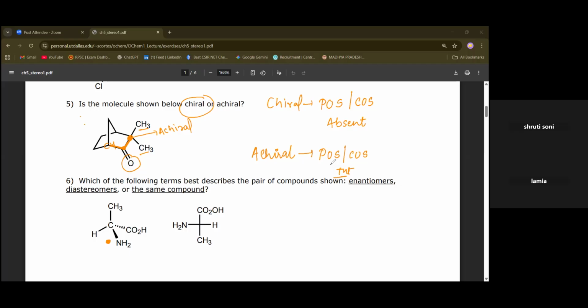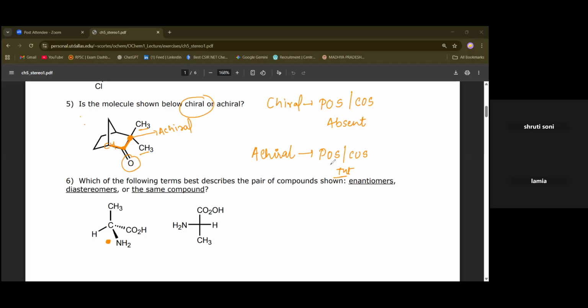CH3, H, CH. So how will we start this one? The one structure is in 3D form and one is in Fischer form. Firstly, we need both of these structures in the same manner. So firstly, we'll convert the 3D structure into Fischer. Can you do that? Yeah, I've done that.